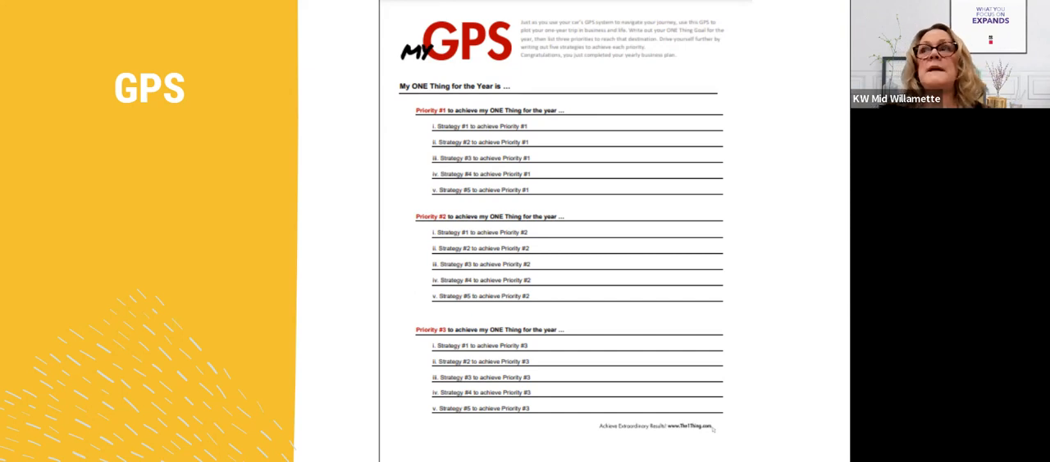For me, the GPS is more of a macro view. It's more of your yearly view of what you're going to do. Okay. Does that make sense? And how many of you are using a GPS? Okay. Are you using a different planning tool, Kristen? No.